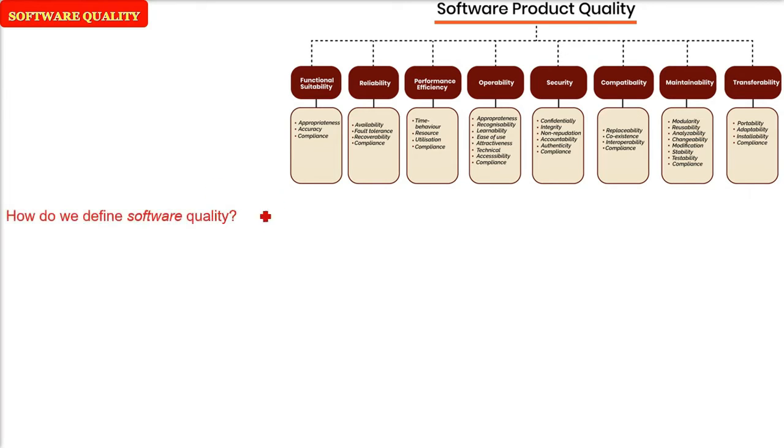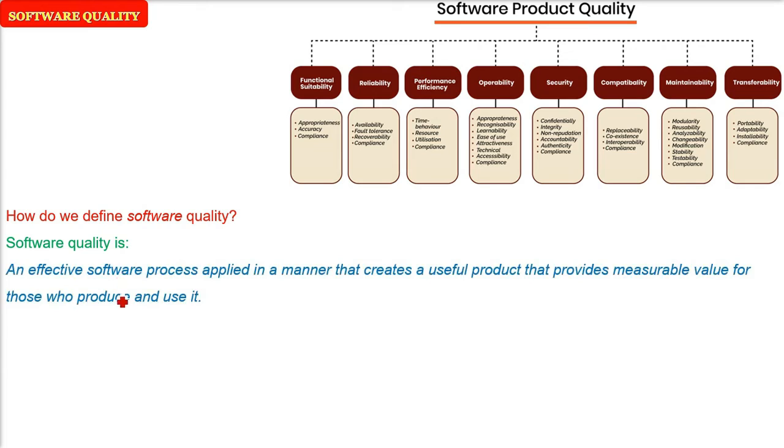So how do we define software quality? How do we decide what is software quality? This is a definition and it has some words which we need to understand. An effective software process. What is an effective software process? We'll just see. Applied in a manner that creates a useful product. So an effective software process and a useful product that provides measurable value for those who produce and use it. That is, it provides benefits or revenue or measurable value to the producer and the user. So three things are here and we will discuss all these three. This is software quality.